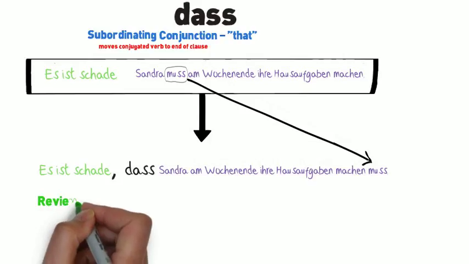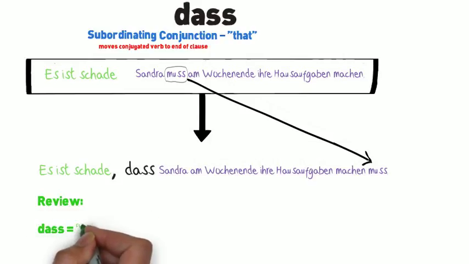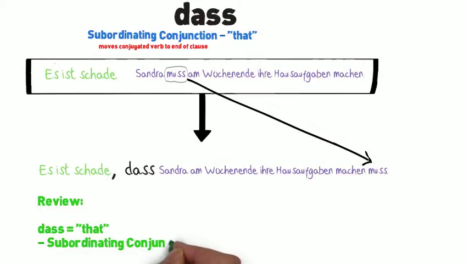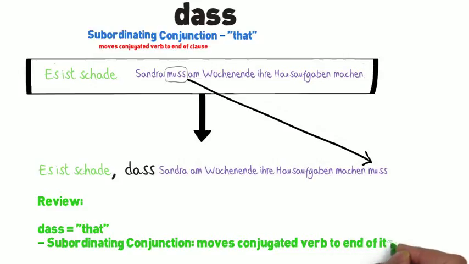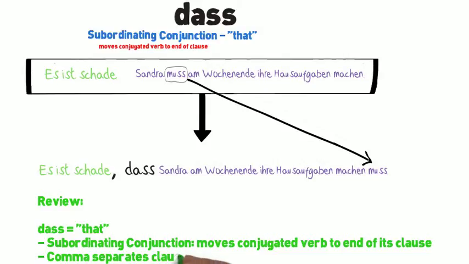Let's review the conjunction dass. Dass means that, and be sure to spell it with two S's. It's a subordinating conjunction, which means that it will move the conjugated verb to the end of its clause, as in the examples above, even if you have multiple verbs in that clause. Also, though it may seem pretty minor, you absolutely need a comma to separate the two clauses, after the first clause and before the word dass.